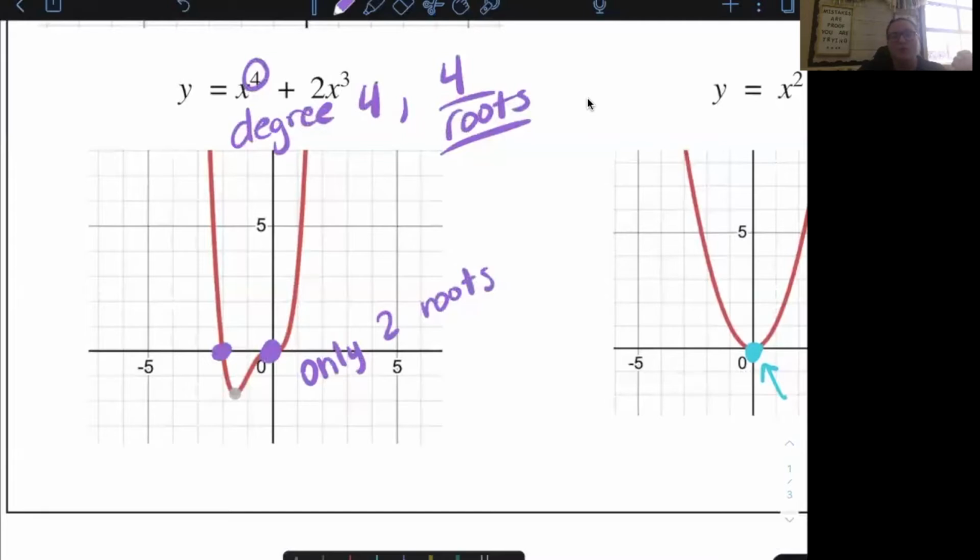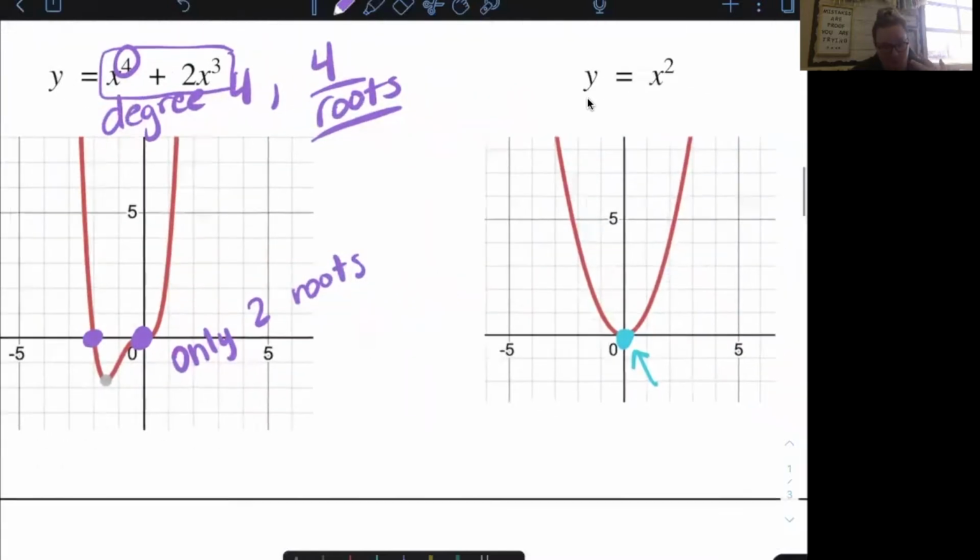And so what we're going to learn to do today is how to solve these functions and find out, okay, are all 4 of those roots real? Are some imaginary? Are some happening multiple times, more than once? And that's what we're going to be exploring.